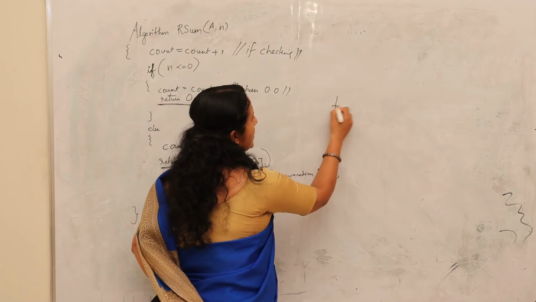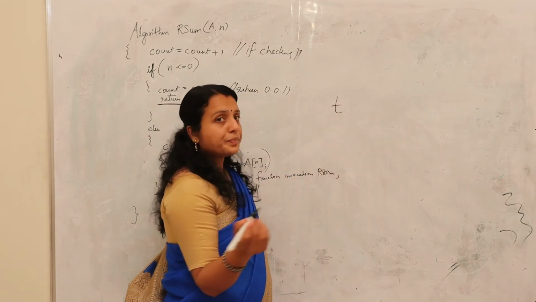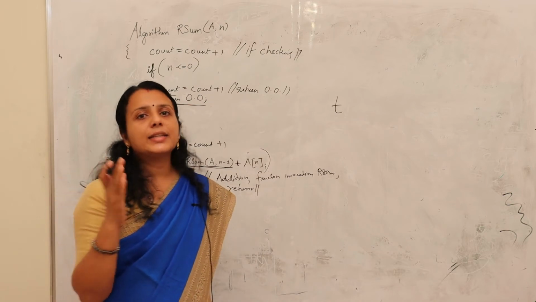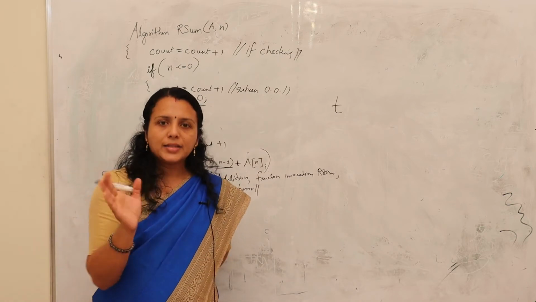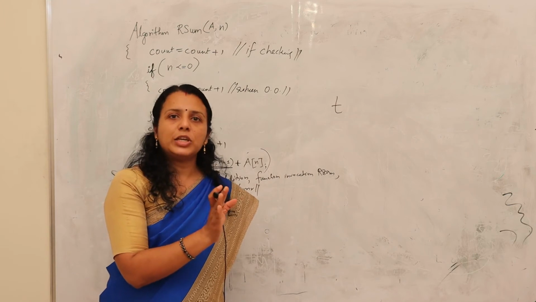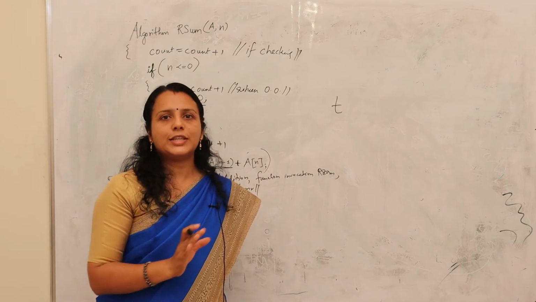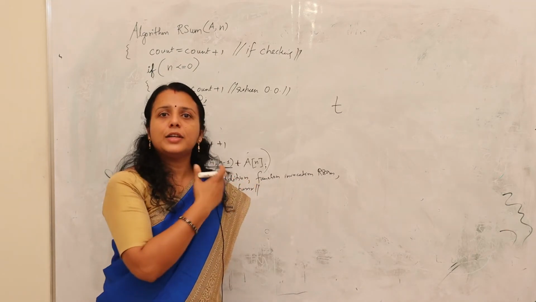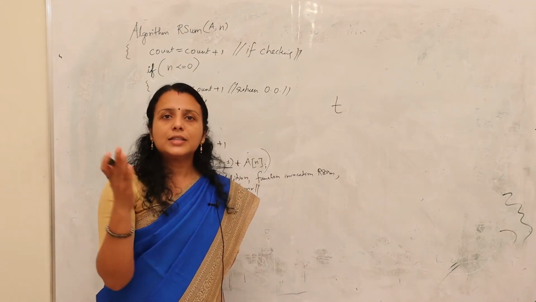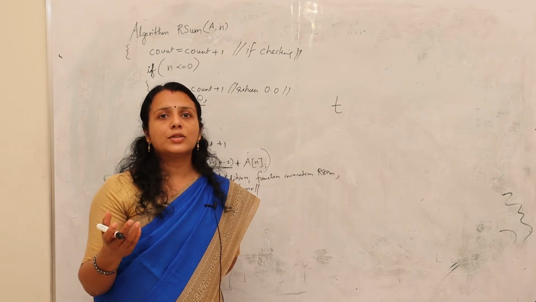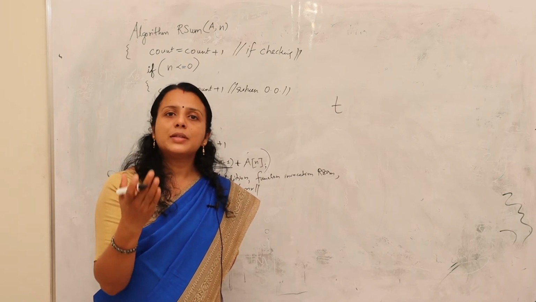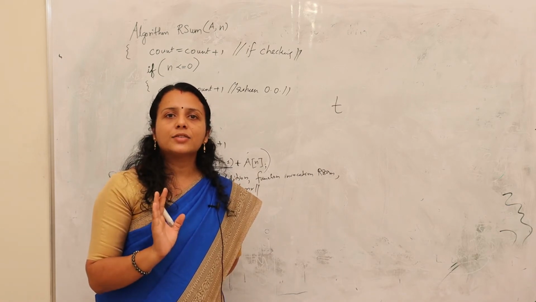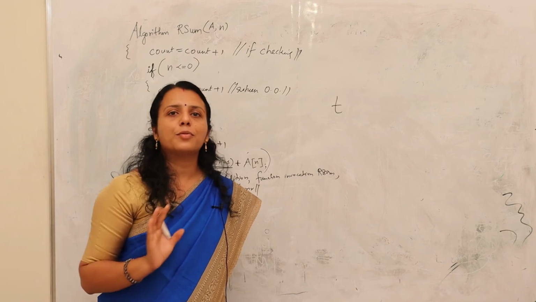So time complexity is represented by small t, and you know that time complexity depends upon the instance characteristics of that program. As the instance characteristics of that program change, the time complexity also changes accordingly. You have clearly understood that in the earlier videos. In the case of space complexity also, it depends upon the instance characteristics. According to the change in the instance characteristics, the space complexity of that particular program will change.